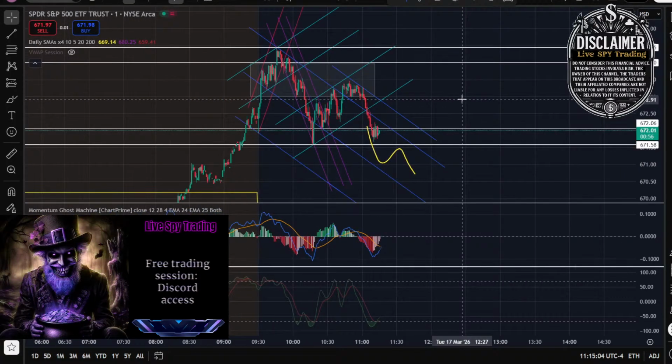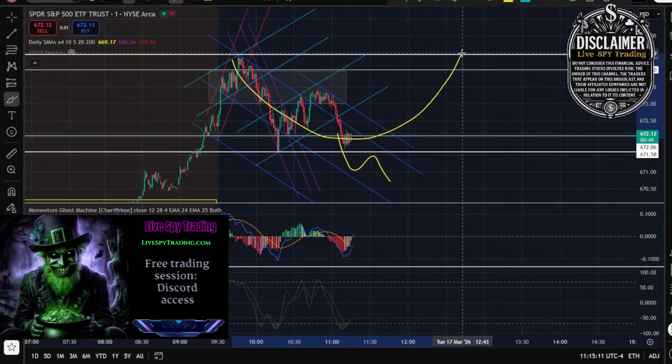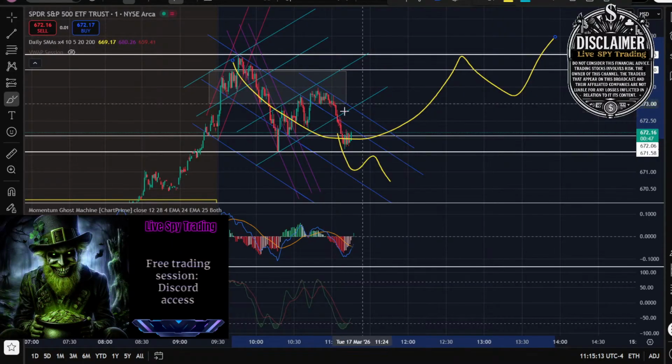Because remember, we still have to watch out for the path up, right? It could be like this. So we have to watch out for this. This is still a thing. We never broke low of day.